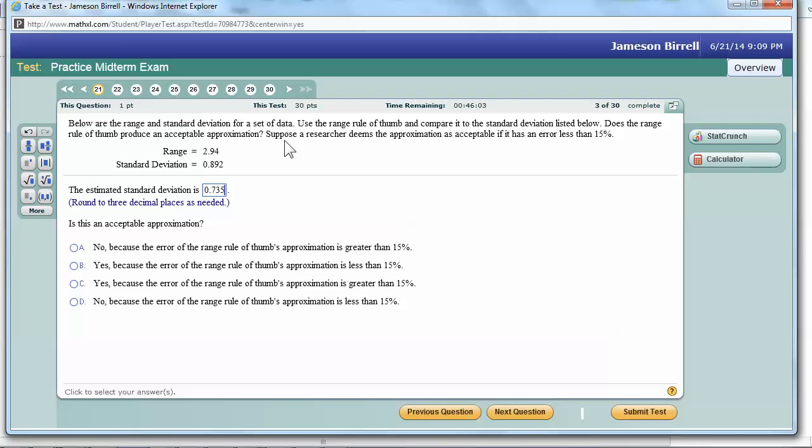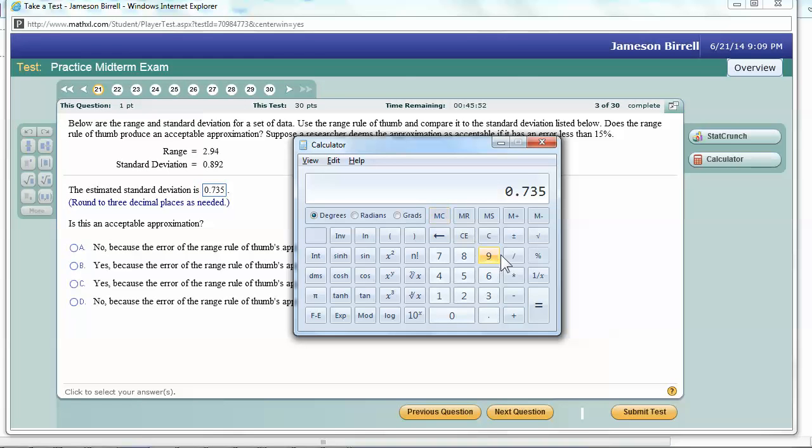Well, what are they determining acceptable? Suppose a researcher deems the approximation acceptable if it has an error less than 15%. So let's find out how much of a difference there is here. We'll take this minus that, and I know that's going to be negative. I can just ignore that and divide by what I started with. And that is a 21% difference.